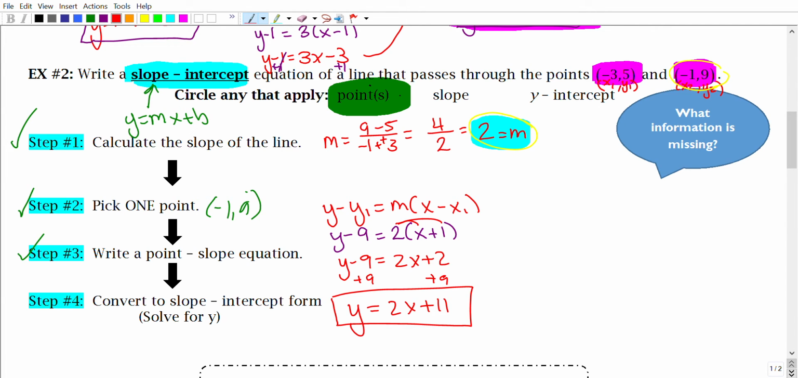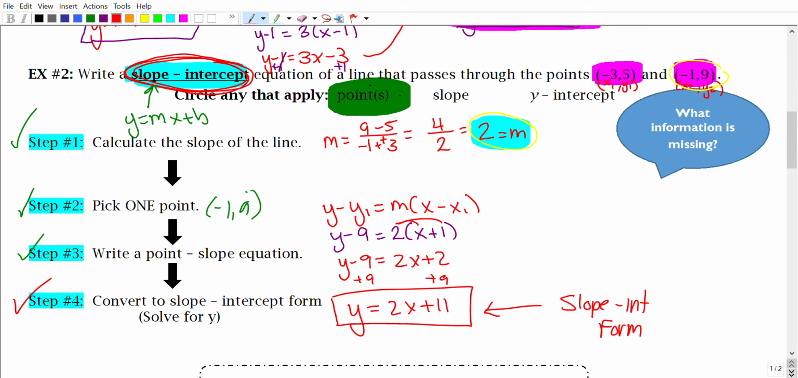I now have something in slope intercept form, which is exactly what I was asked to do. Okay, so that one had a little bit more steps to it, guys, but we were able to go through absolutely all of them.